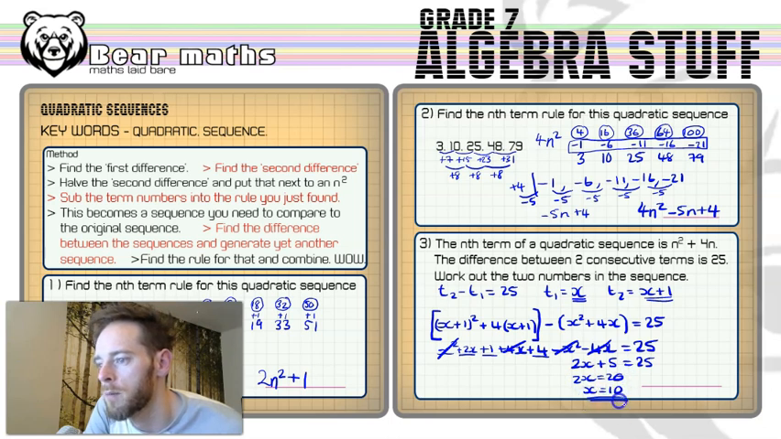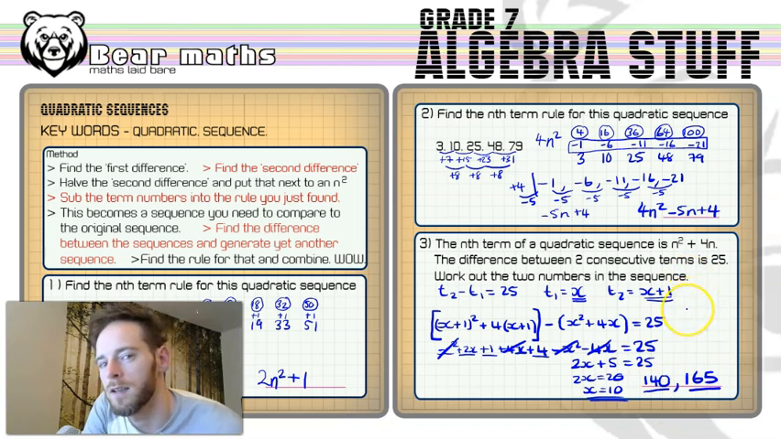And I've found the term number that I need, and then substitute into the rule. So the value of x goes in here. That's 10. 10 squared is 100 plus 4 times 10 is 40. So 100 plus 40 is 140. There's one number. And the other number is 1 more than 10, which is 11. So 11 squared is 121 plus 4 times 11, which is 44. So 121 plus 44 is 165. And I have found the two numbers in the sequence.